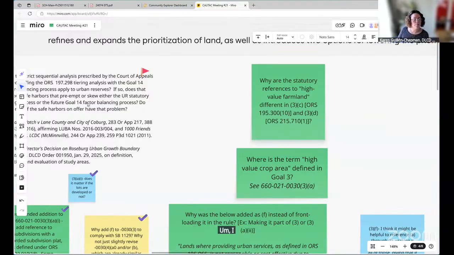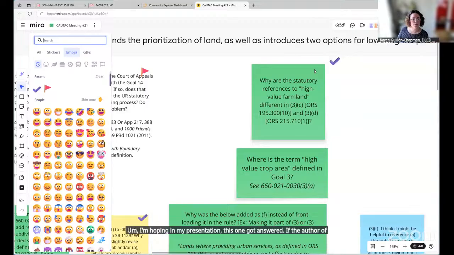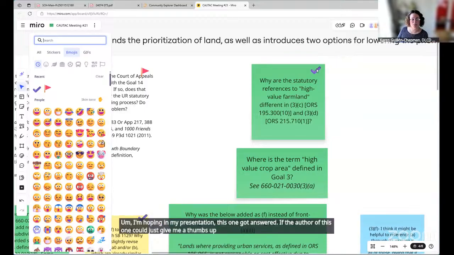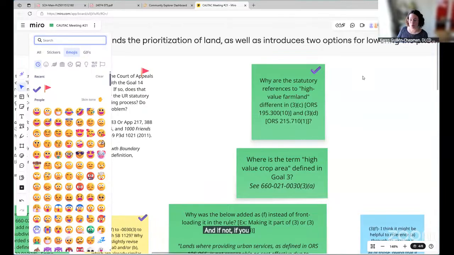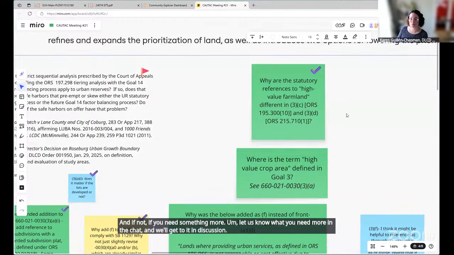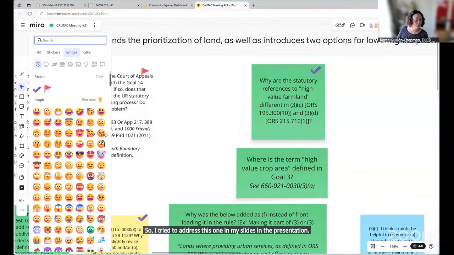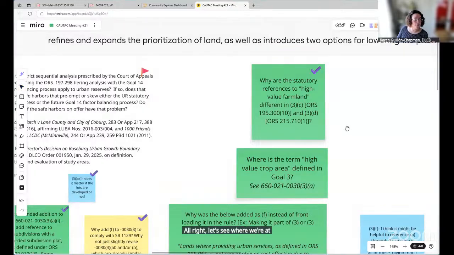I'm hoping in my presentation, this one got answered. If the author of this one could just give me a thumbs up that I answered this in the presentation with my slides. And if not, if you need something more, let us know what you need more in the chat and we'll get to it in discussion. So I tried to address this one in my slides in the presentation. All right, let's see where we're at.